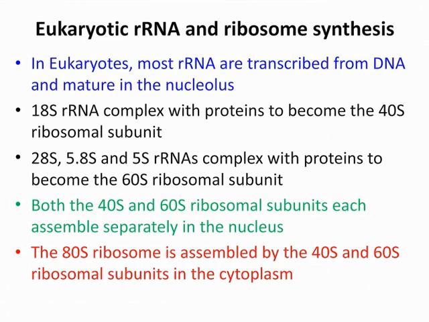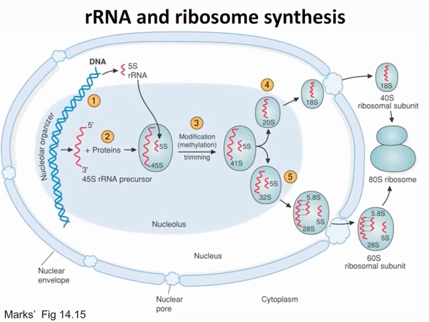And then the 80S is going to be assembled in the cytoplasm, and it's assembled by the 40S and 60S ribosomal subunits. So this is a picture of rRNA and ribosome synthesis. You can see that the 80S ribosome is being made in the cytoplasm, and earlier we said the 40S and 60S are going to be made separately. So you should know the precursors of the 40S and the 60S.